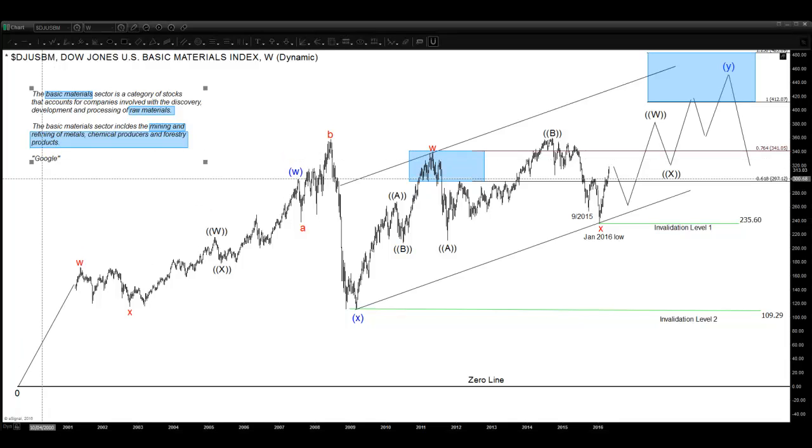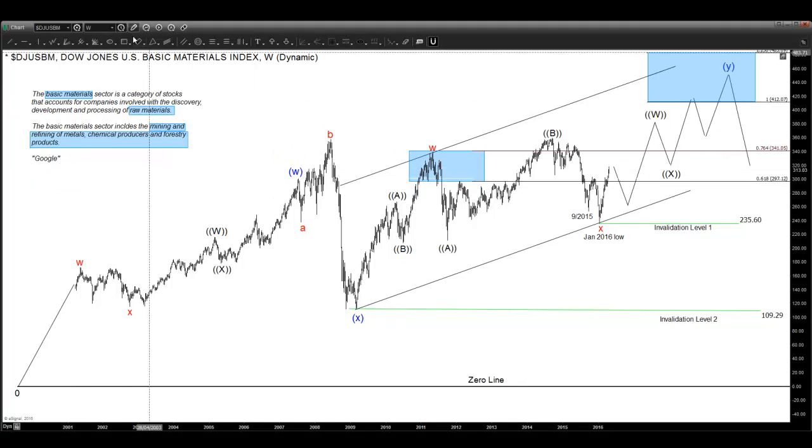So recently we have seen the prices of oil, copper, and other raw materials going up. So we thought it would be a good idea and a good time to take a look at this basic materials index to see what the Elliott Wave Analysis, the distribution, and the cycle studies are suggesting where this index should be headed next.